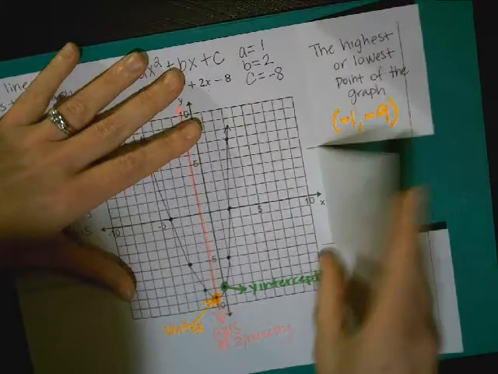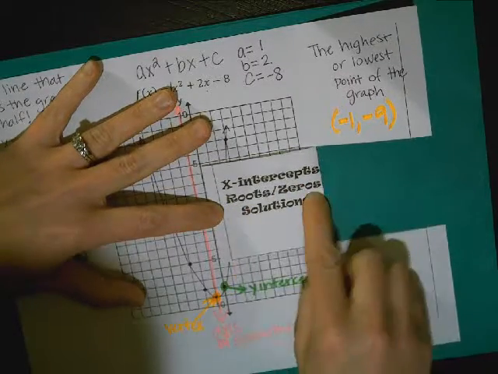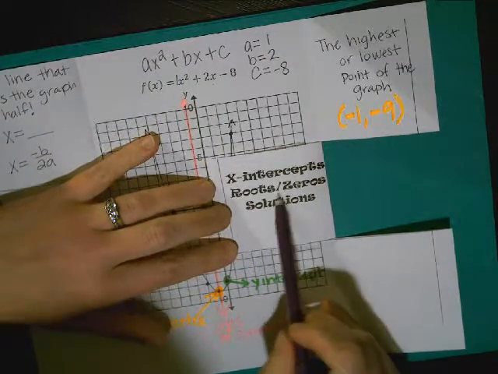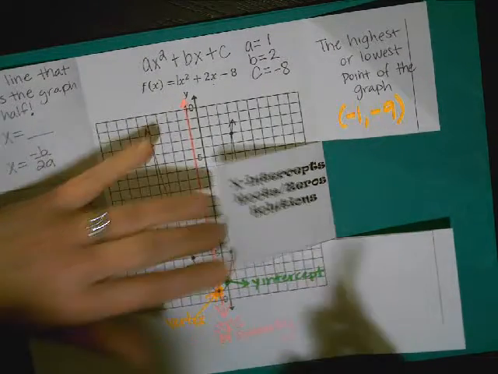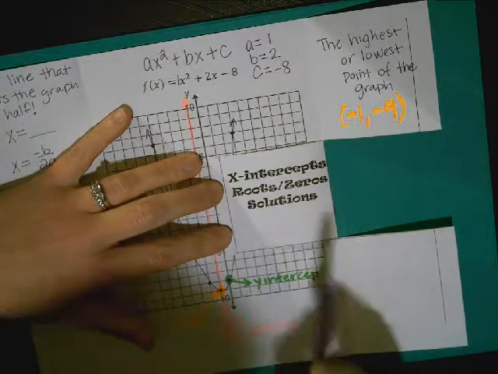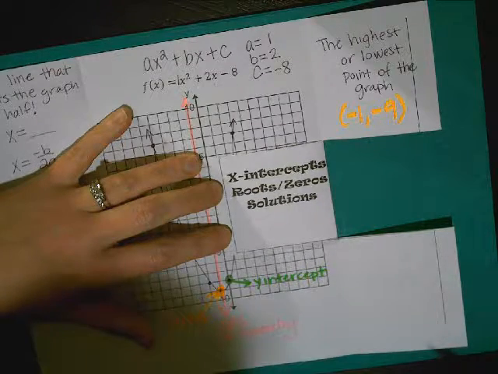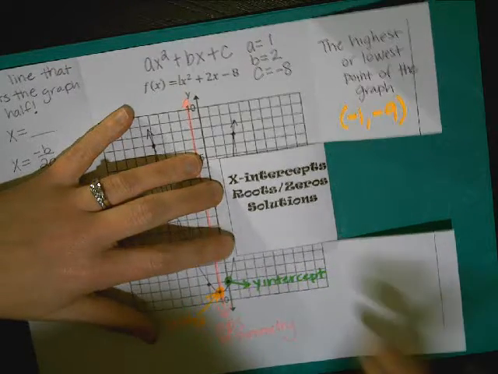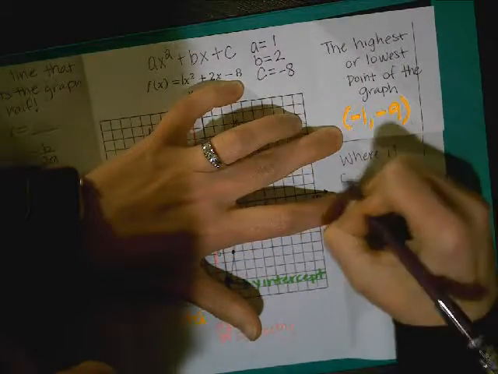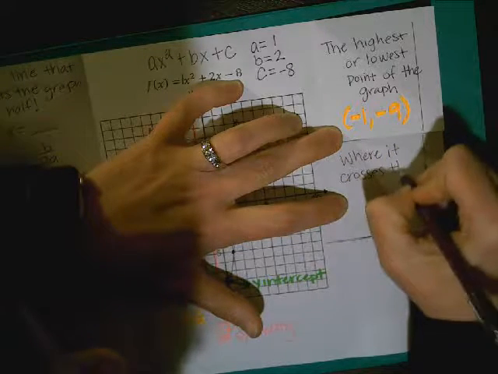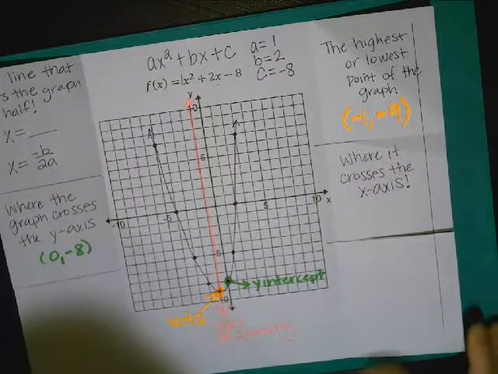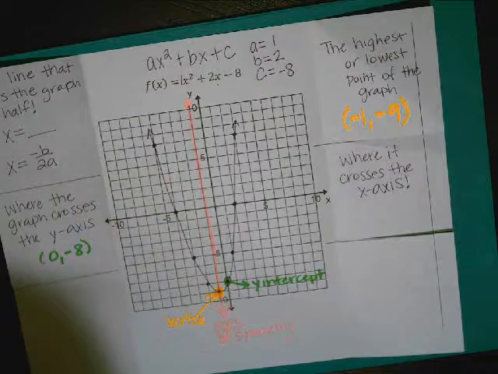Alright, the next vocabulary word we're going to look at is x-intercepts, roots, zeros, and solutions. So when we're talking about quadratics, for some reason they decided that instead of just calling it x-intercepts, we're going to call it all these different names. These all mean exactly the same thing. So there's 1, 2, 3, 4 different ways to say where does it cross the x-axis. Okay, there's 4 different ways to say this is where it crosses the x-axis.